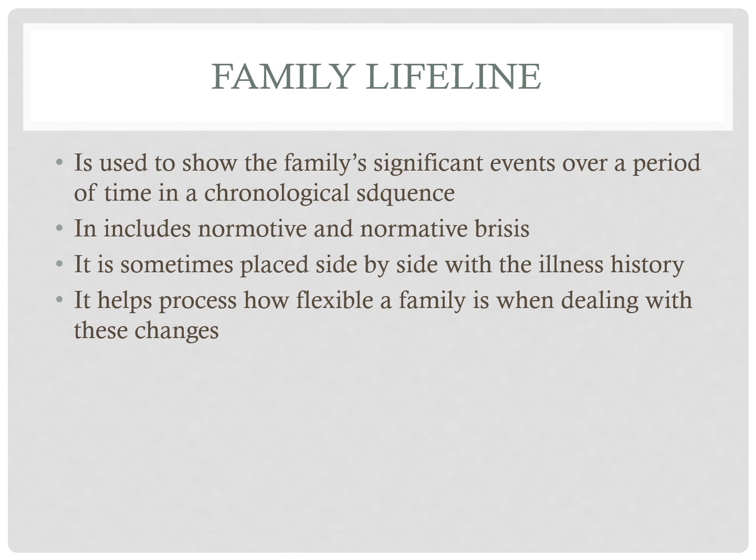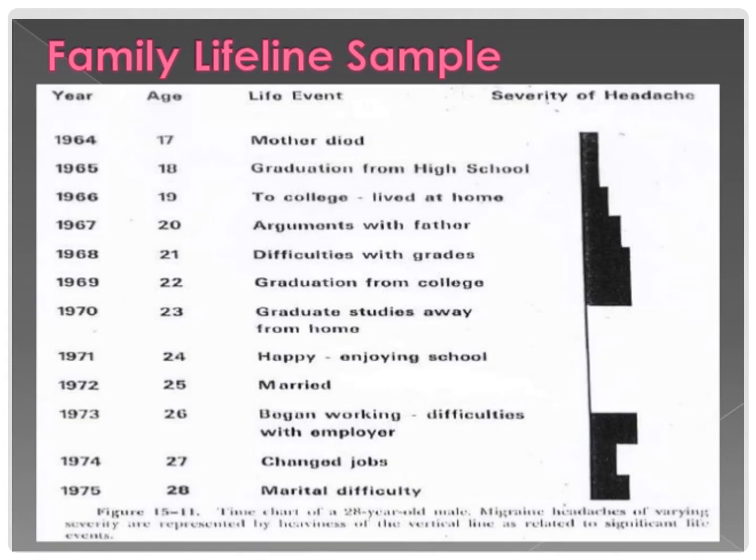The family lifeline is used to show the family's significant events over a period of time in a chronological sequence. It includes normative and non-normative crises. It is sometimes placed side by side with the illness history, and it helps process how flexible a family is when dealing with these changes. This is a sample of a family lifeline, starting with the death of a mother, then graduation from high school, and other significant events, then being married, and then marital difficulty.